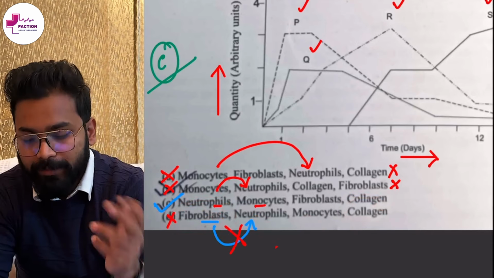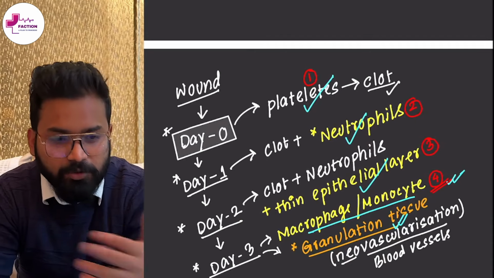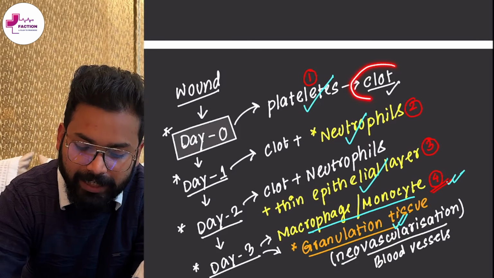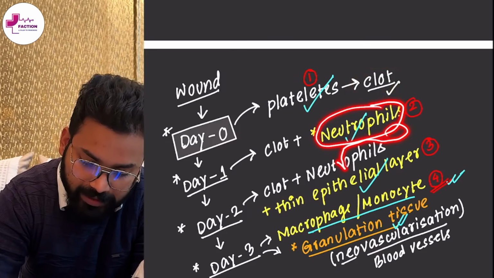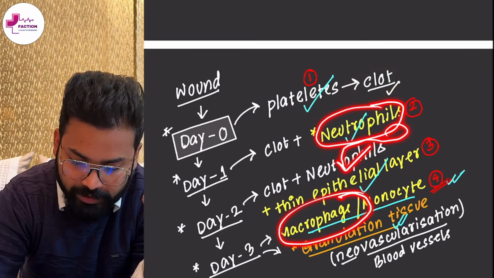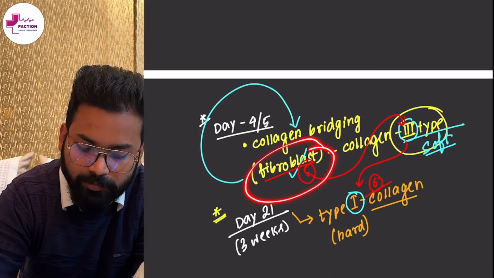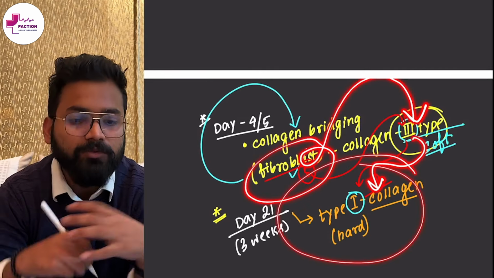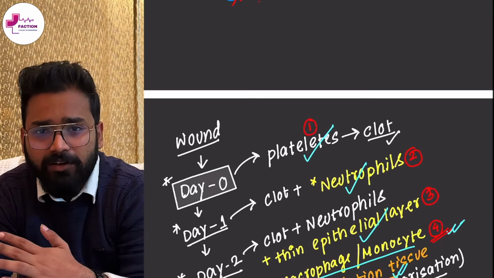If I go from an expert point of view, if you are a biology expert, you can know this from the day-wise events during wound healing. On day 0, you get platelet and blood clot. On the first day, you get neutrophil. Followed by neutrophil, you get a thin epithelial layer. After that, you get macrophage and granulation tissue. After that, on day 4 and day 5, you get fibroblast, which develops into type 3 collagen, and then type 3 develops into type 1 collagen. So this was the day by day event of wound healing.